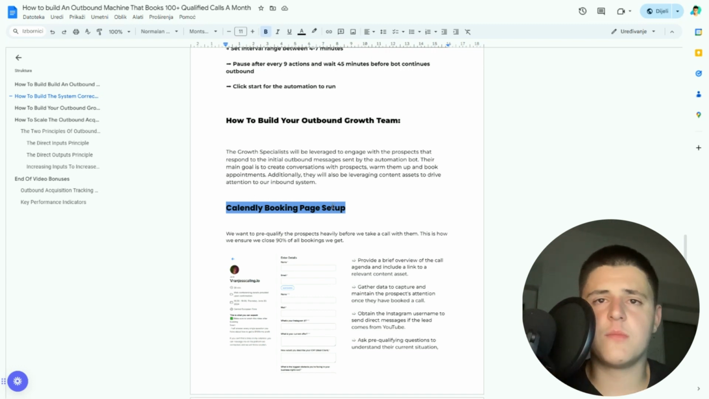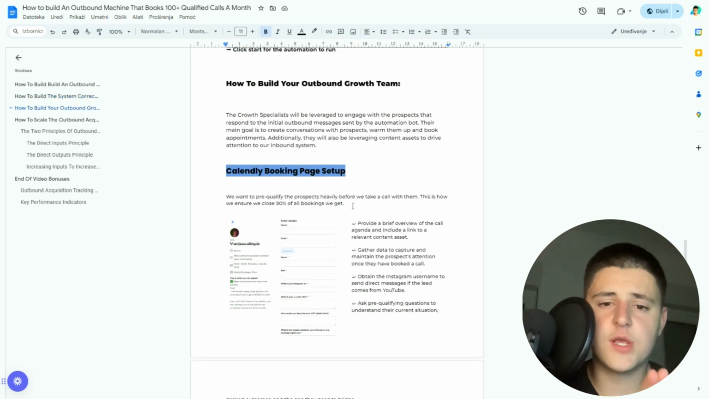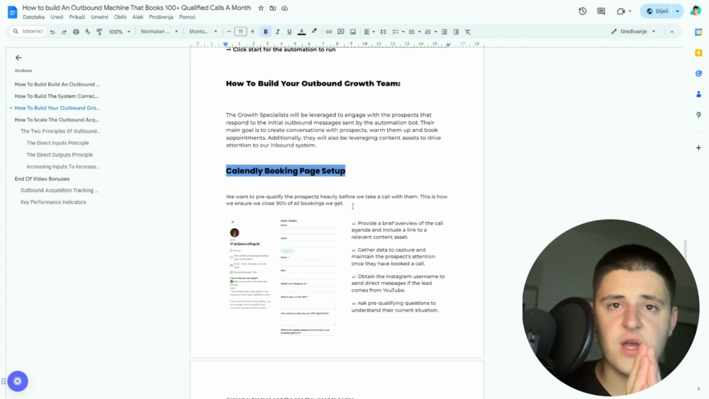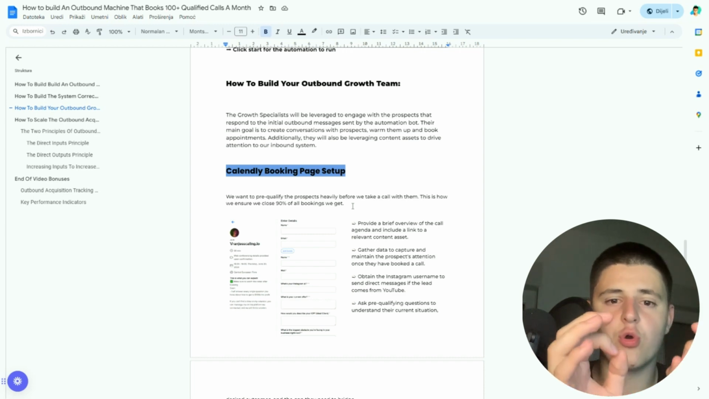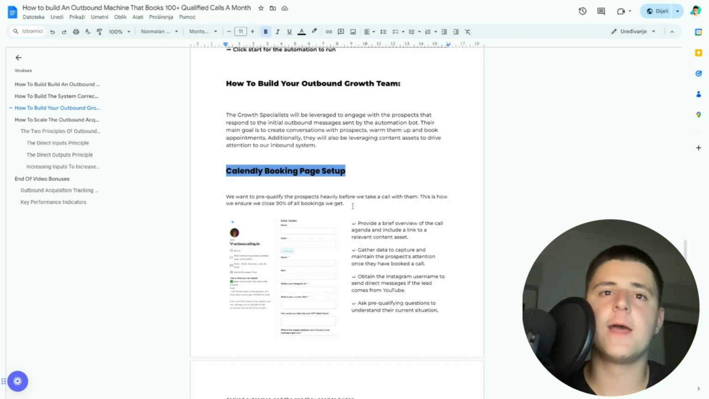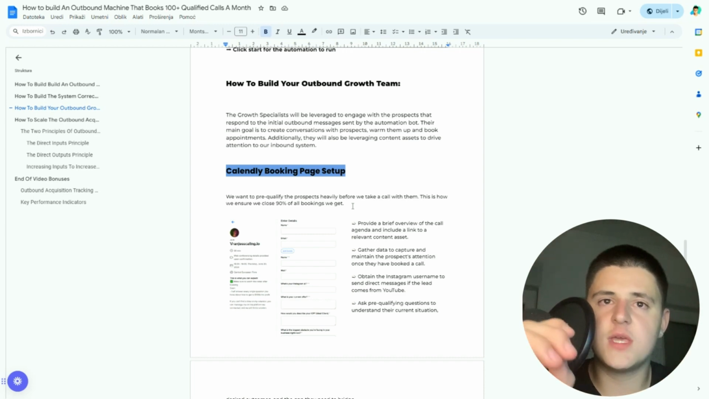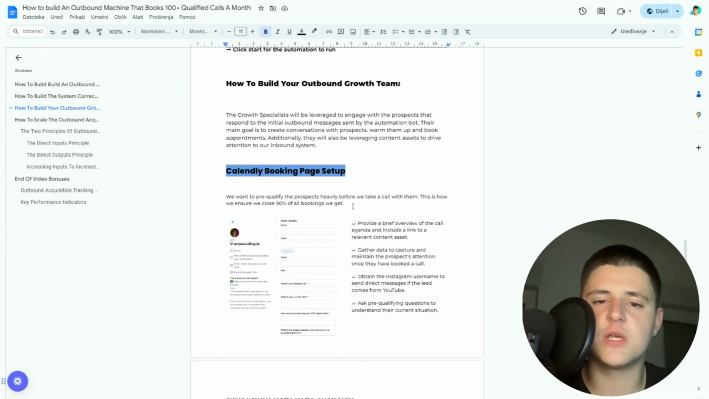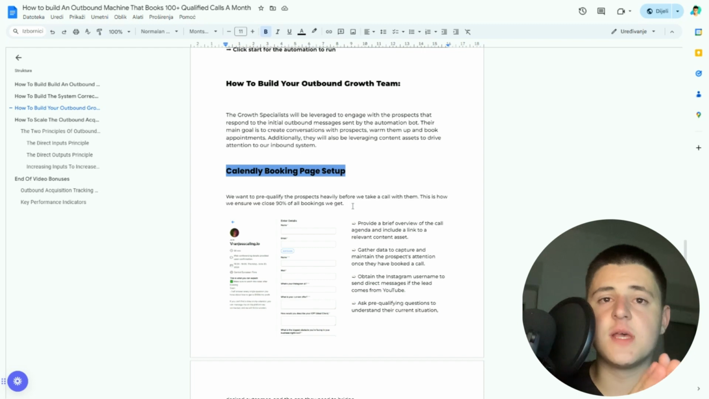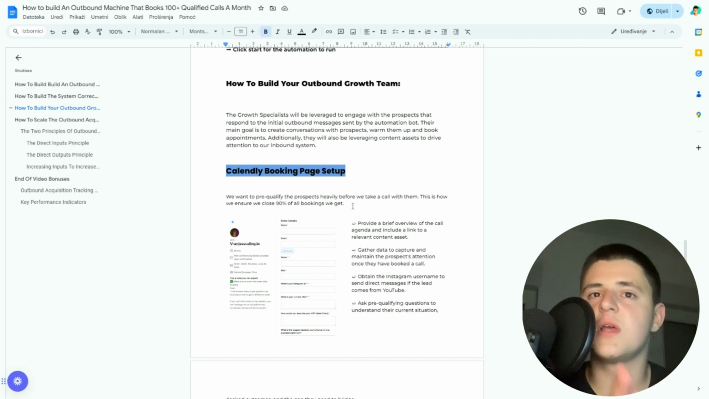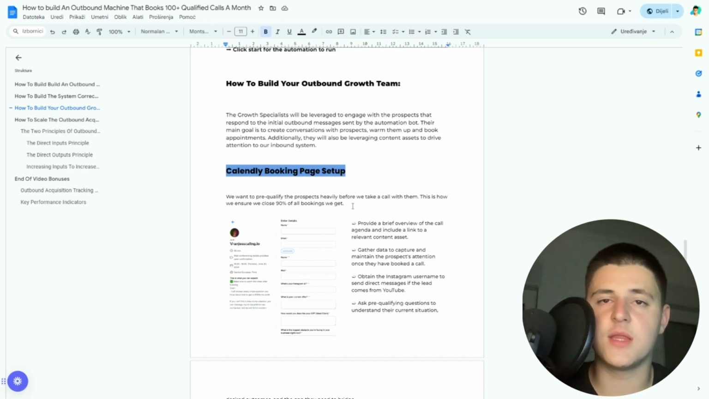This is the Calendly booking page setup. We want to pre-qualify the prospects, and we want to pre-qualify them heavily before we take them on a call. This is how we can ensure that 90% of all our bookings are actually closed, because we don't need to be the best salesperson. We just need a great pre-qualification system and to choose the right people who want to work with us.